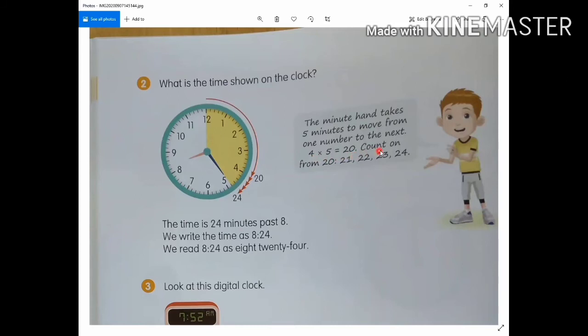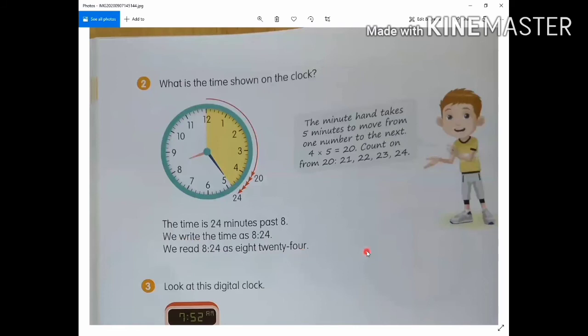After that, look at that. Count on from 20. 20, 21, 22, 23, and 24. And then look at the hour hand, past 8, right? So the time is 24 minutes past 8. We write the time also as 8:24. We read it as 8:24.